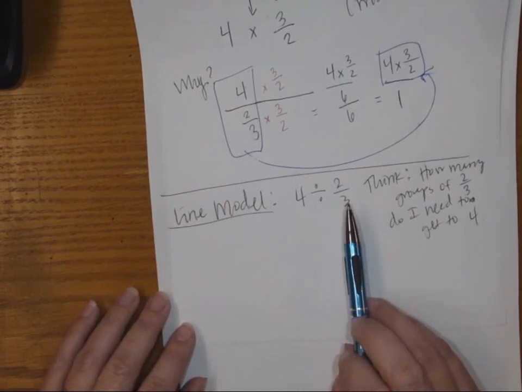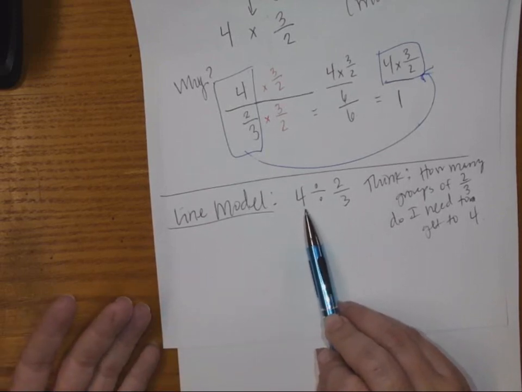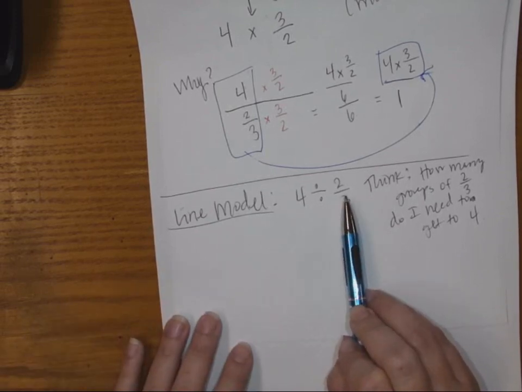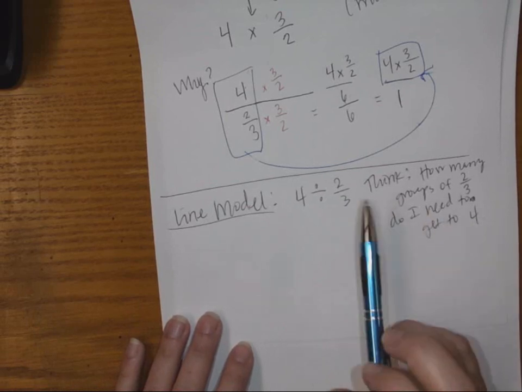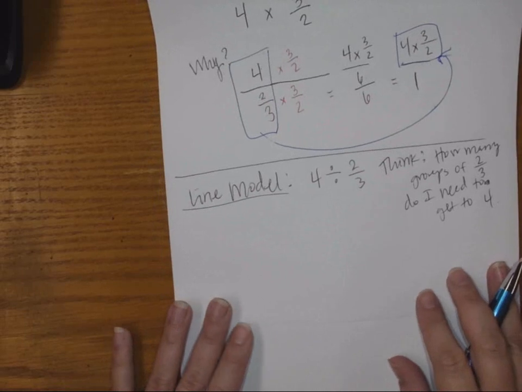And if you explain it like that, how many times do I have to add up 2/3 to get to 4? Well, it's going to be a number bigger than 4, because 2/3 isn't a whole. Like, if it was dividing by 1, it'd be 1, 2, 3, 4. This is a little bit smaller than a whole, so it's going to be a number bigger than 4.